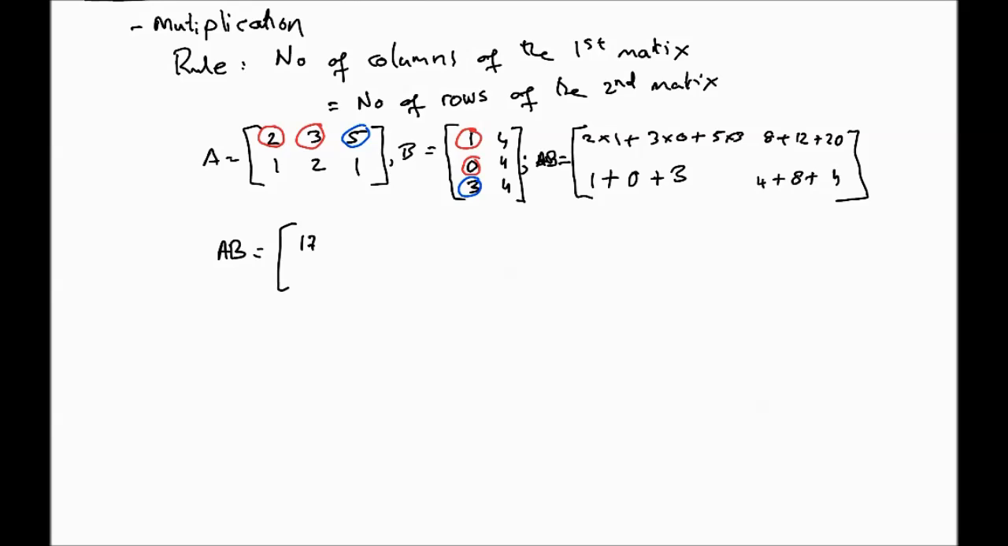8 plus 12 is 20, and 20 is 40. 1 plus 3 is 4, and here 4 and 4, 8 and 8, 16. So this is our resulting matrix, AB.